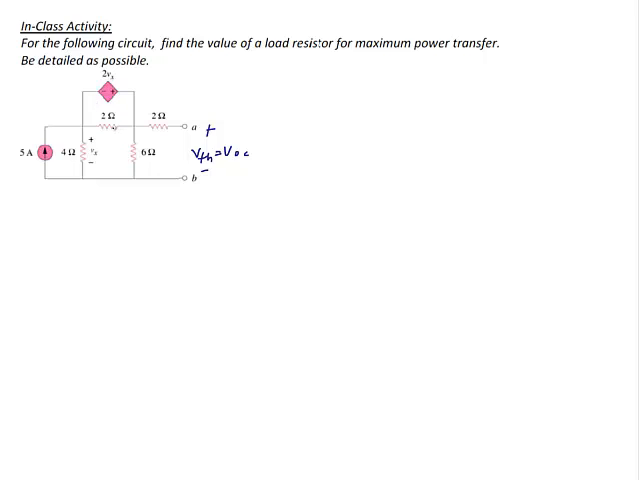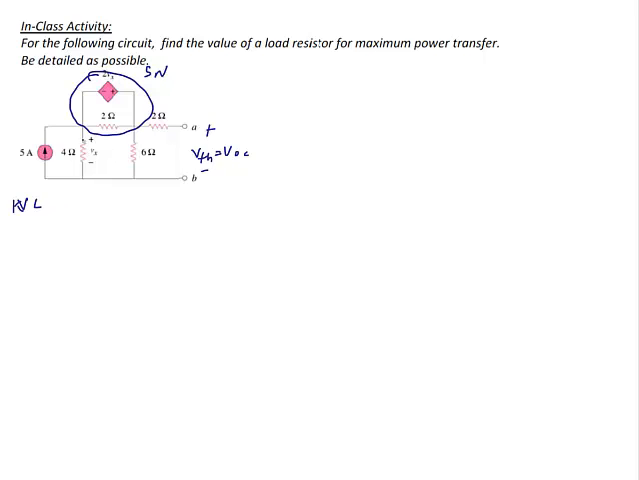Our dependent voltage source is in parallel with a 2-ohm resistor, and that voltage source is not tied to ground. So this creates a supernode. Recall that when we have a supernode, we have to do KVL and KCL at the supernode. So let's do KVL first.